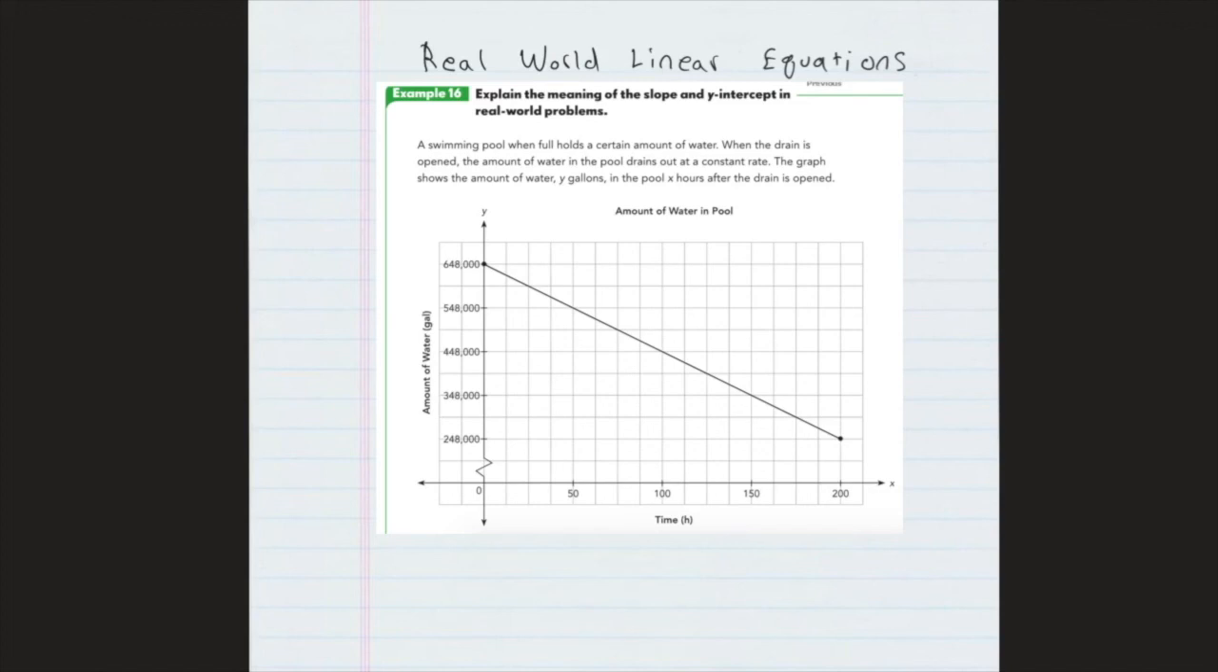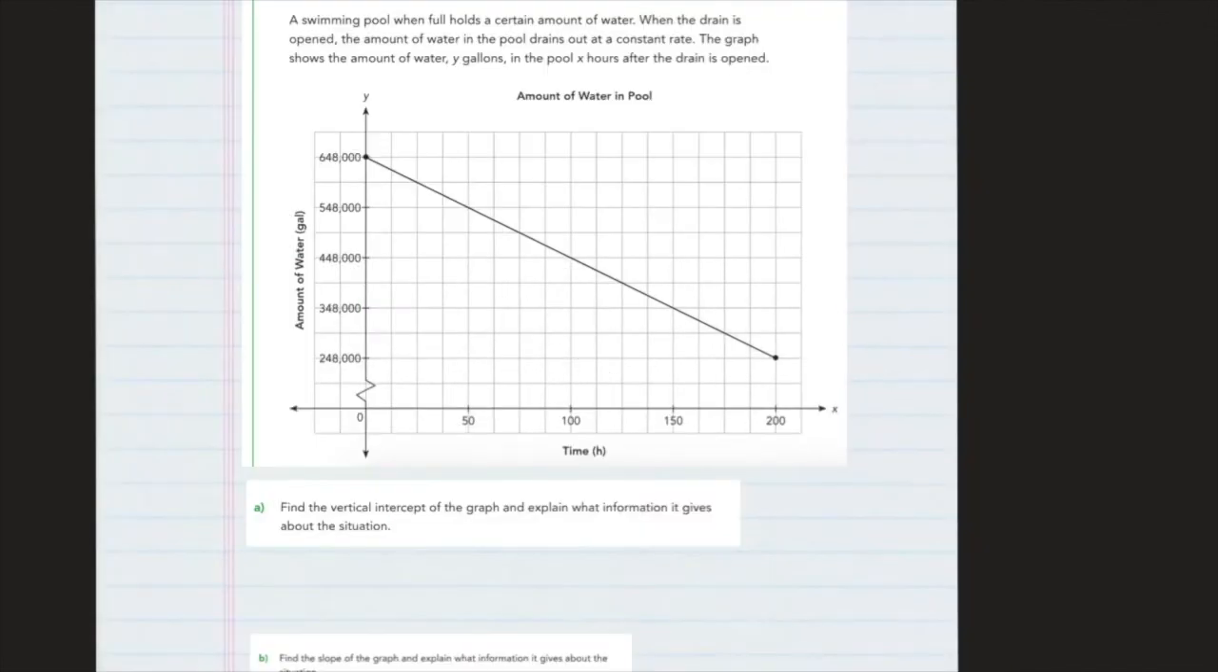So the swimming pool, when full, holds a certain amount of water. When the drain is opened, the amount of water in the pool drains out at a constant rate. The graph shows the amount of water, y gallons, in the pool x hours after the drain is opened. And the question we're being asked is to find the vertical intercept of the graph and explain what information it gives about the situation.